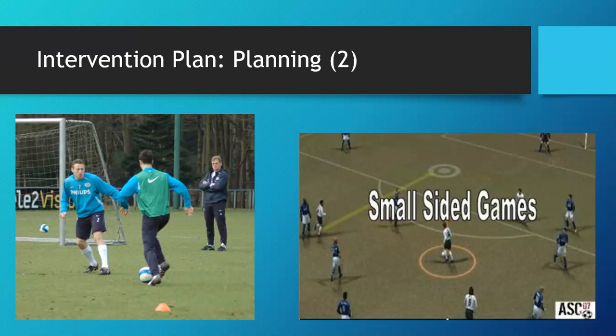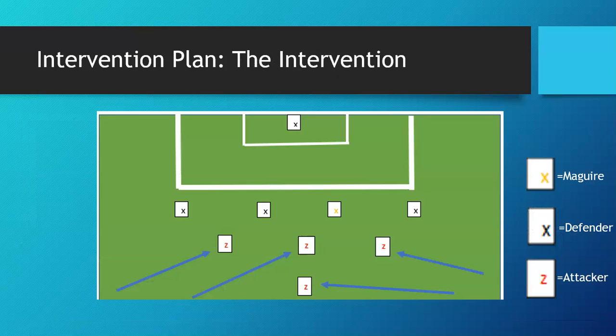This is pivotal to view Maguire's progress through the practice. Renshaw et al. 2019 also advocates the use of small-sided games in practice as a constraint. Okay, the actual intervention. As Caetano 2019 suggests, the most common dyads in football are an attacker versus defender.